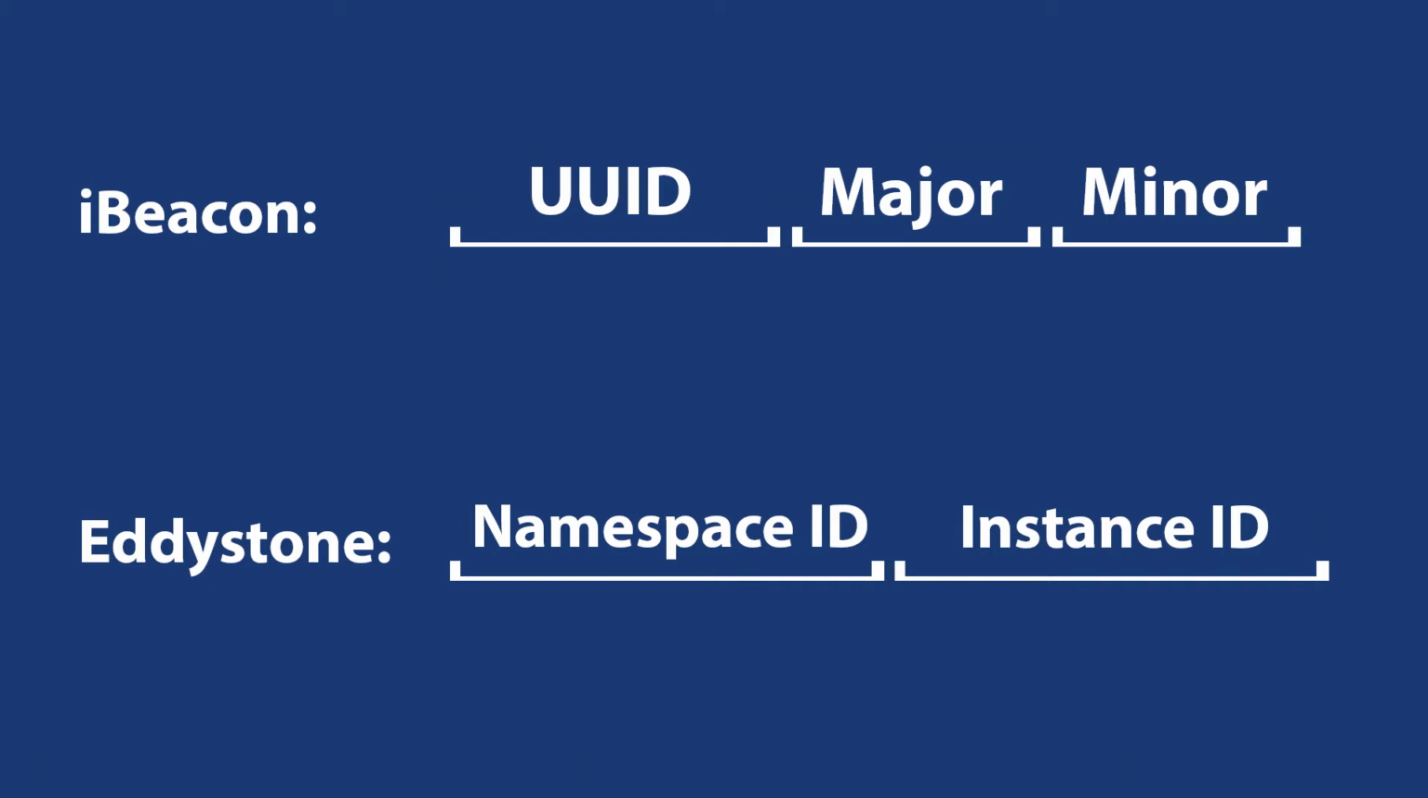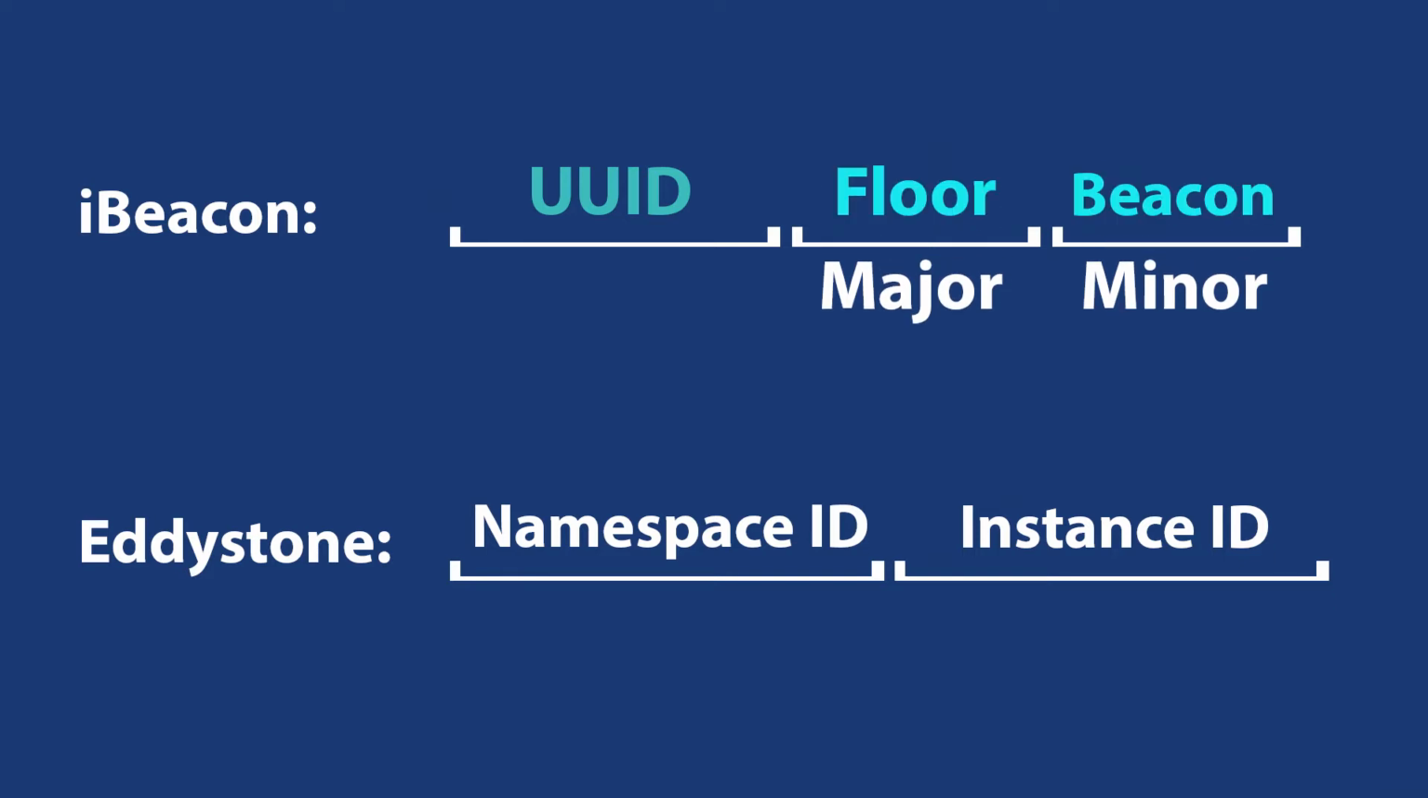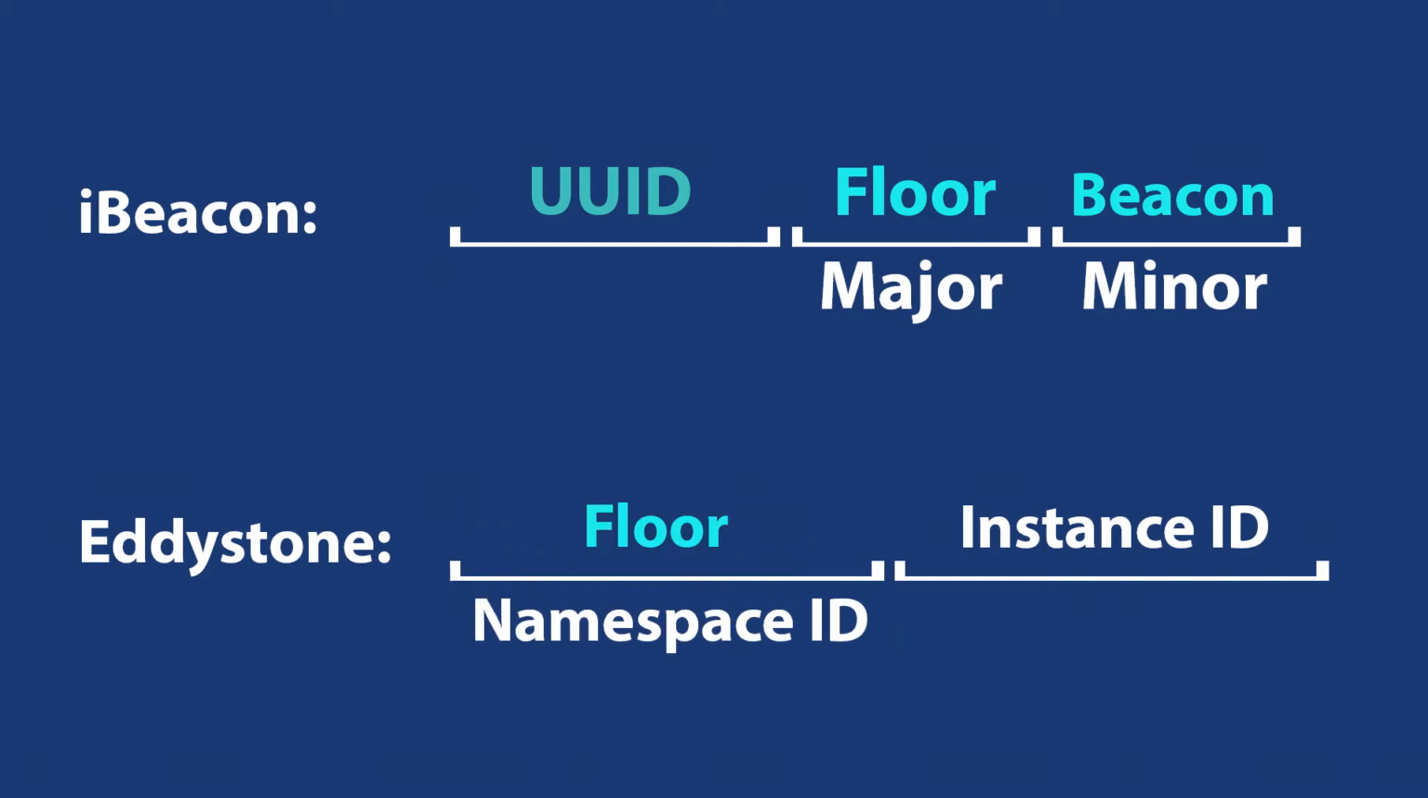For example, in a shopping mall, we could use the same UUID for all beacons and then use the major number for the floor and minor number to identify each individual beacon. Or we could use Namespace ID for the floors and Instance ID for each beacon. Most manufacturers provide an app that you can use to set the ID of your beacons, so make sure to check with your provider.